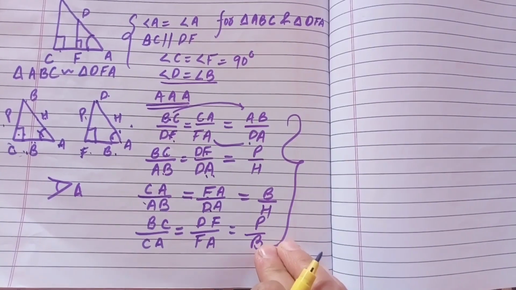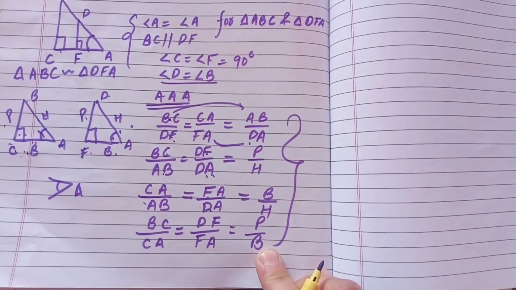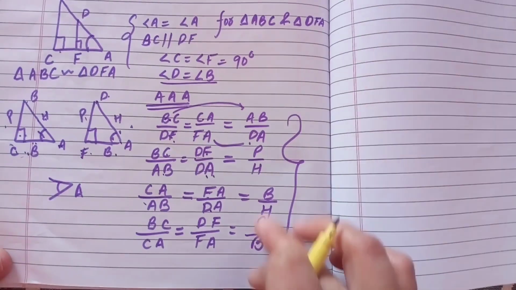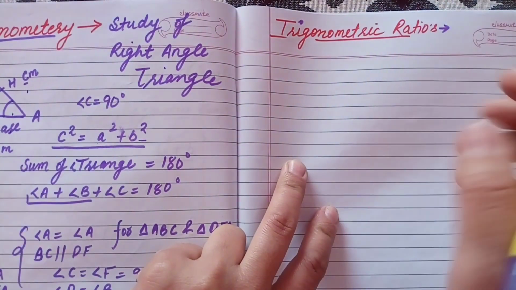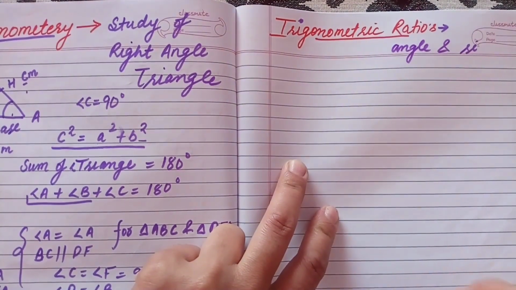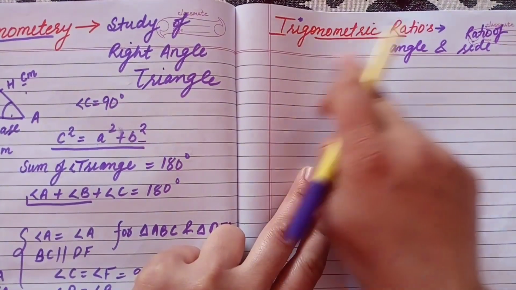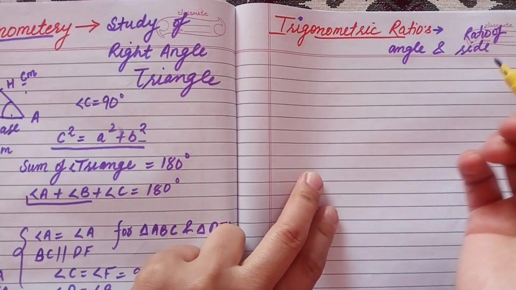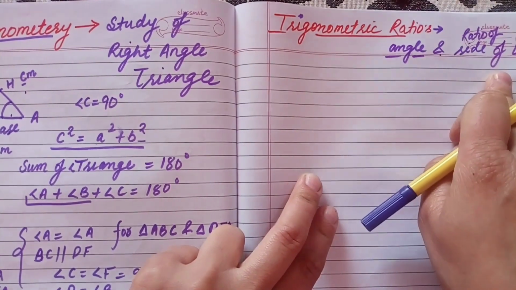Now listen carefully. If we take these ratios with respect to an angle, then they are termed trigonometric ratios. A trigonometric ratio is the relationship between the angle and the ratio of the sides of a right angle triangle. This is known as a trigonometric ratio.